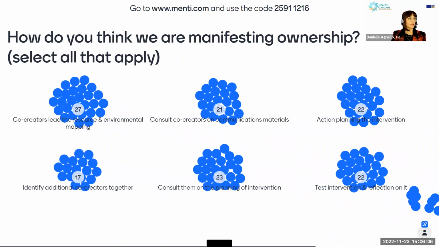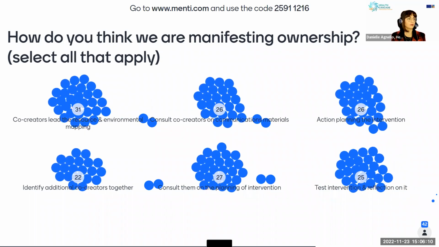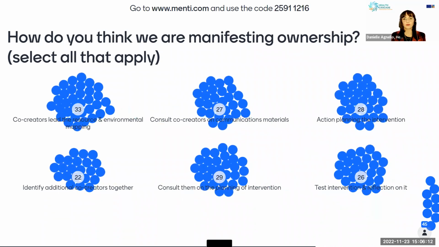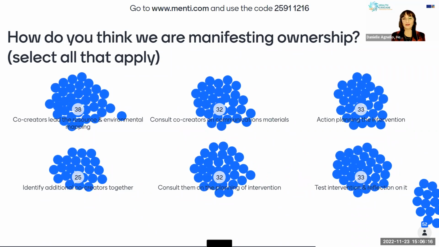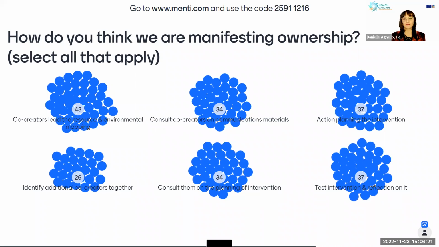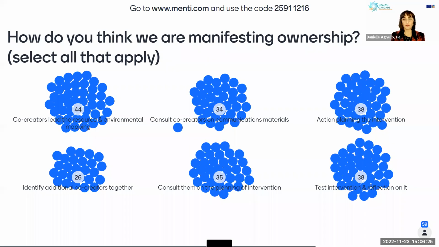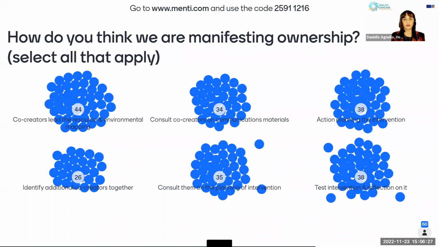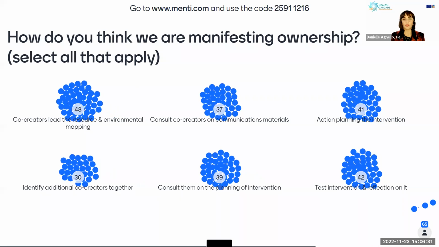We'll give a few minutes as your responses come in. Wow, this is the most even split we've seen so far. So give some time for our 70 plus participants to respond. I think this one's a bit more of a challenging one, so allow a little bit of time.